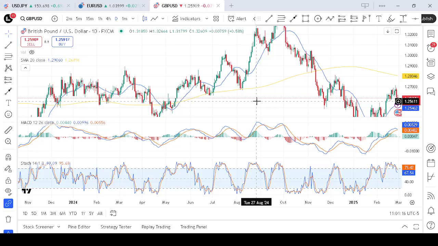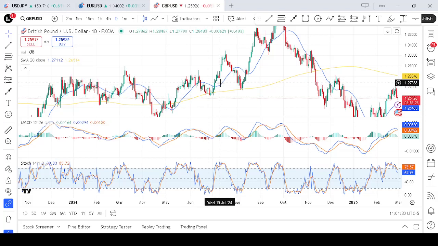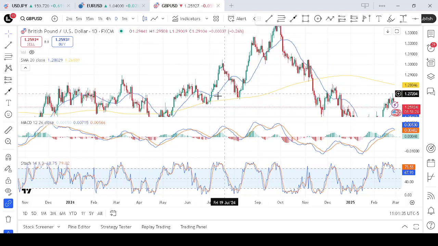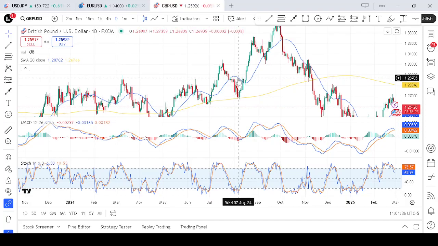Now for a long trade setup, we first want to confirm that the market is in a bullish trend. This is indicated by the 20 period SMA being above the 150 SMA. As you can see, the 20 period is above the 150 SMA. The 150 is this yellow line, the 20 is this blue line.